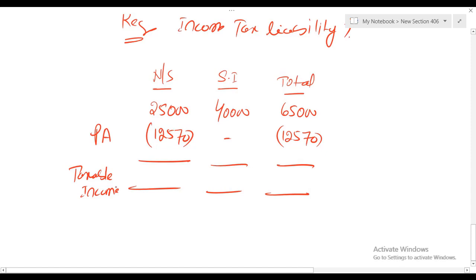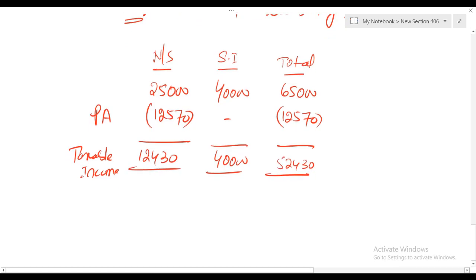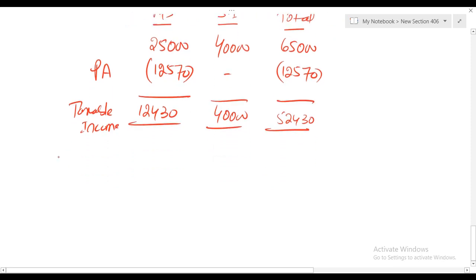25,000 minus 12,570 is 12,430. The total is 40,000, so yes, it is 52,430. Now let's calculate income tax liability. And don't forget the rule: pause, solve, unpause.